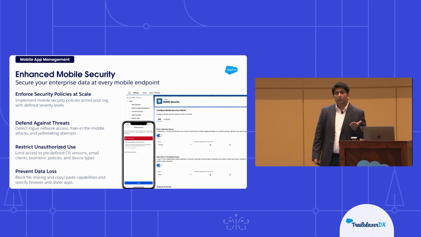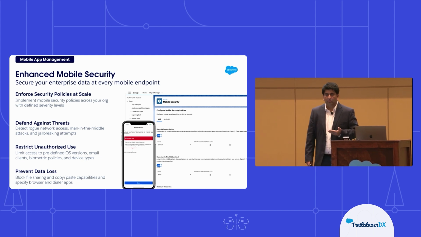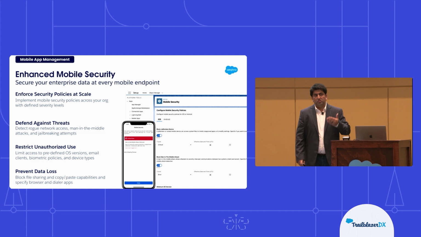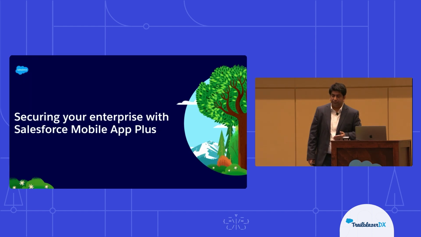And restricting unauthorized use, again, I mentioned copy pasting. That is the primary use case. You don't want your data to be shared around without having some sort of control over how your data is shared. And data loss as well. Making sure of things like sharing of files, again, a primary use case. How do we ensure there's no file sharing that has sensitive information from Salesforce? All of these are controlled through an admin screen. We'll talk about that in the next couple of minutes on how we're doing this.